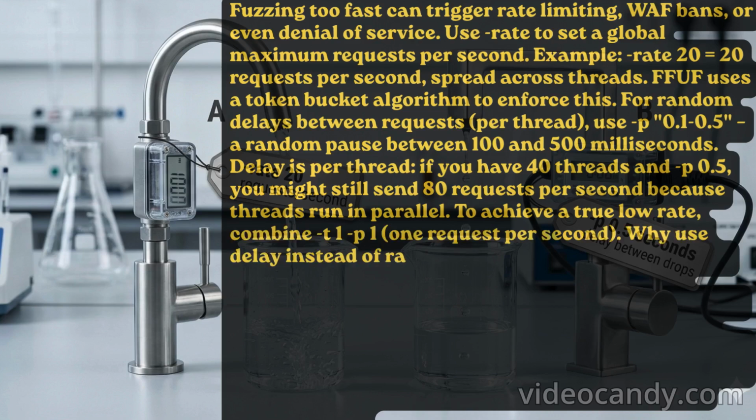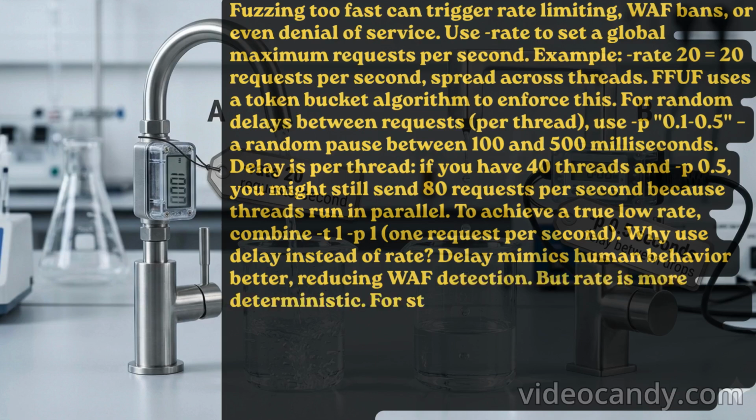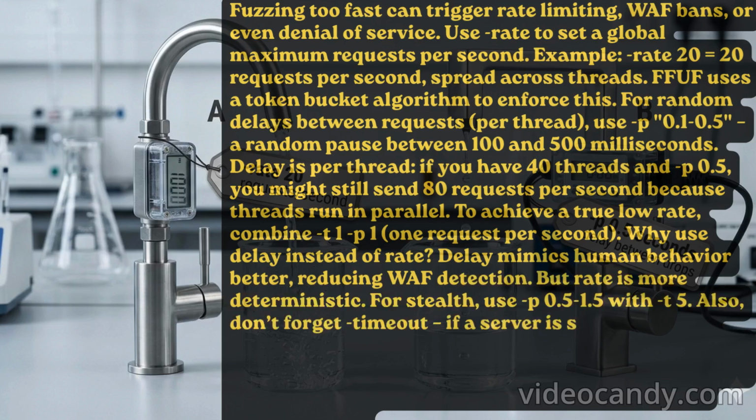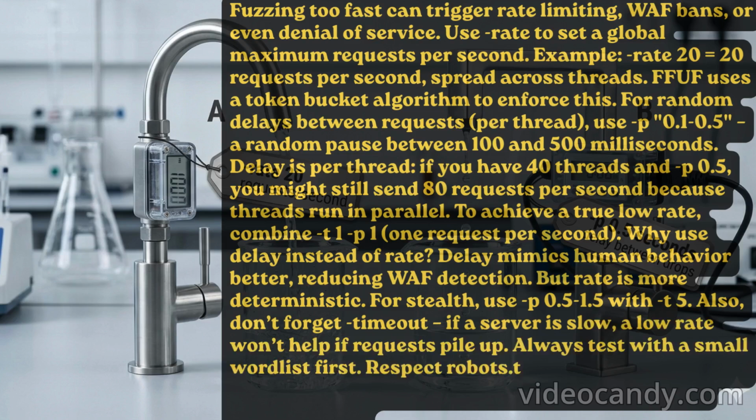Why use delay instead of rate? Delay mimics human behavior better, reducing WAF detection, but rate is more deterministic. For stealth, use -p 0.5-1.5 with -t 5. Also, don't forget -timeout if a server is slow. A low rate won't help if requests pile up.